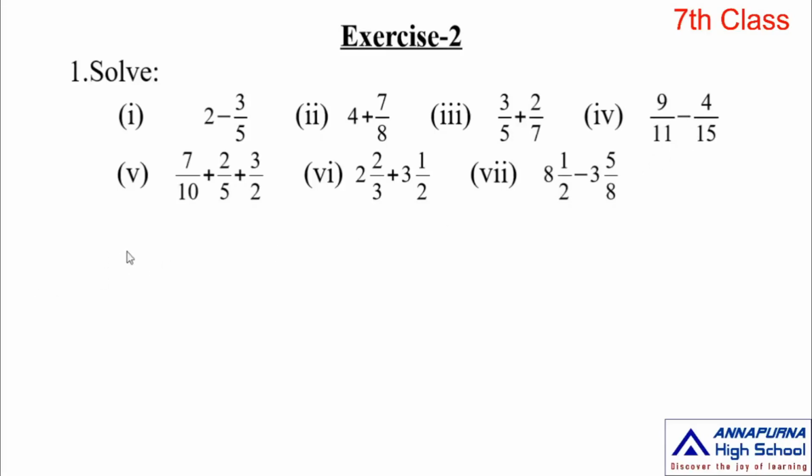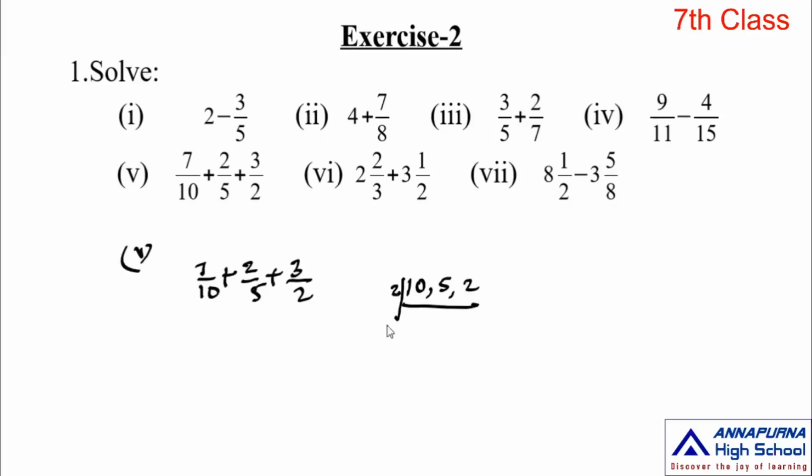Next, come to the fifth one. 7 by 10 plus 2 by 5 plus 3 by 2. Here we are adding more than 2 fractions, 3 fractions are being added. If more than 2 fractions are there, you just find the LCM of the denominators. So what is the LCM of the denominators 10, 5 and 2? You know how to find the LCM by the division method.